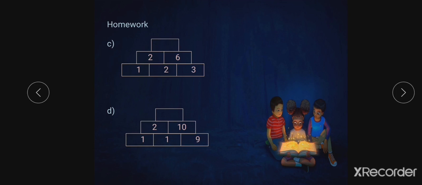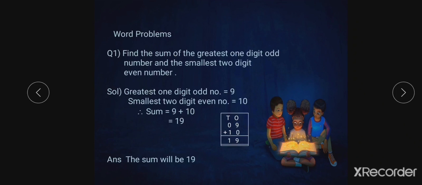Moving on to the next topic, that is word problems. Let's see the word problems. Question number 1. Find the sum of the greatest one-digit odd number and the smallest two-digit even number. So let us see, what is greatest one-digit odd number? Greatest one-digit odd number is 9, and the smallest two-digit even number will be 10.